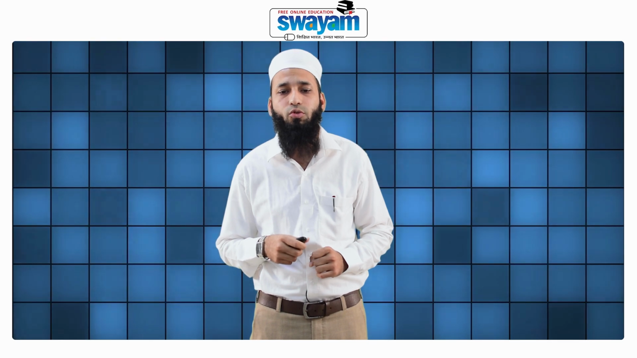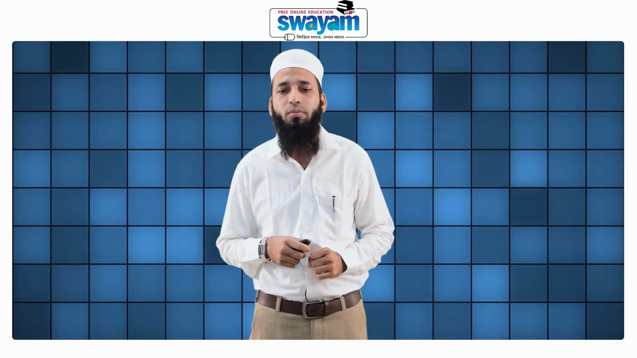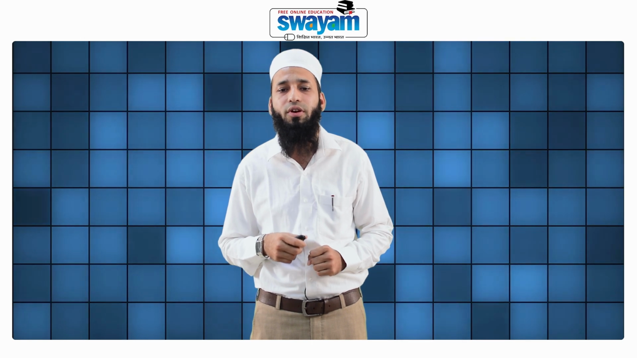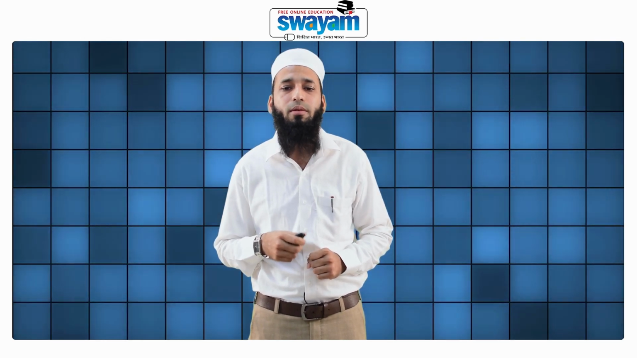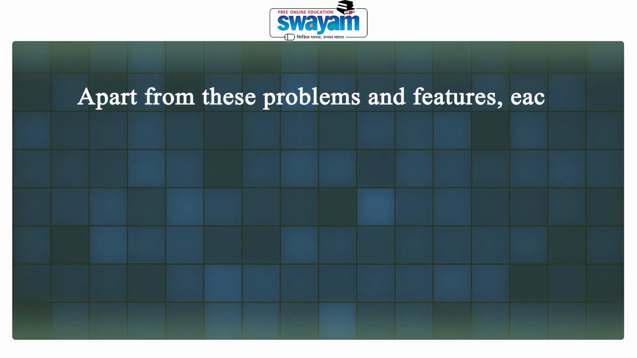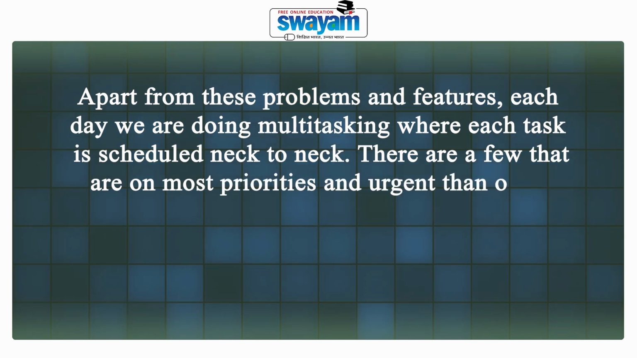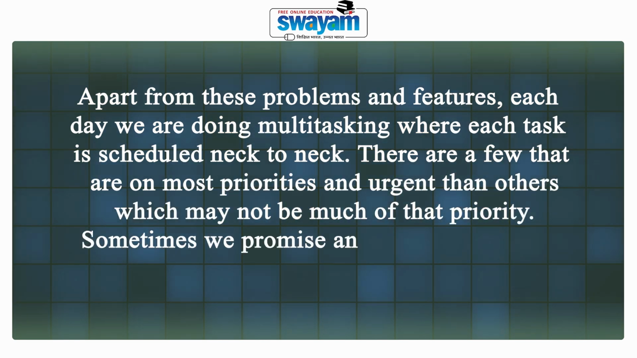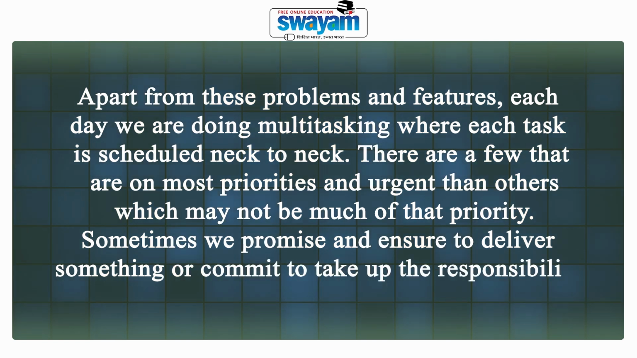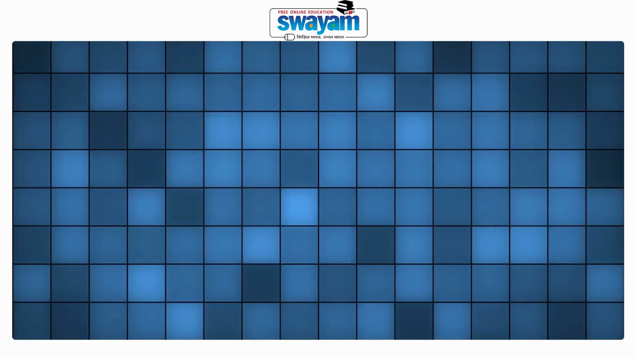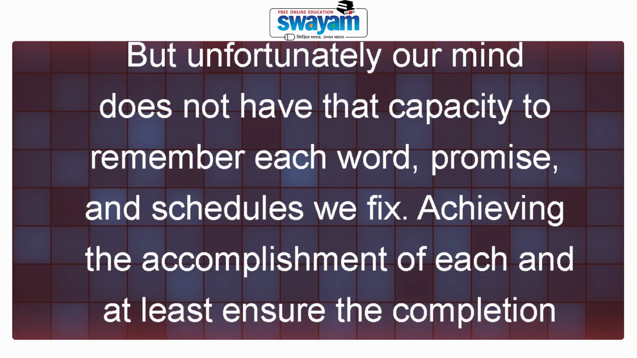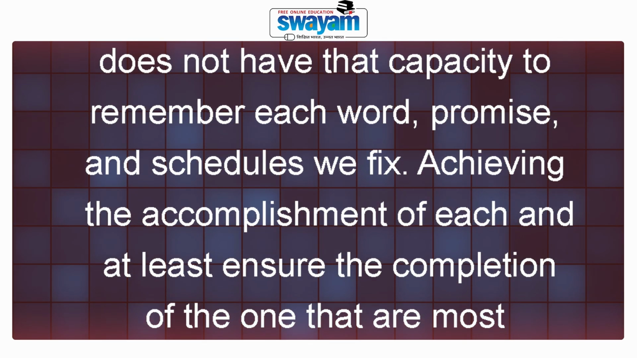Apart from these problems of collaborative participation, sometimes you may like to make yourself more available for your community. Then again these tools will help us to do it. Apart from these problems and features, each day we are multitasking, where each task is scheduled neck to neck. There are a few that are of the highest priority and urgent, and others which may not be of that much priority. Sometimes we promise and ensure to deliver something or commit to take up a responsibility. But unfortunately our mind does not have the capacity to remember each word, promise and schedule we fix.